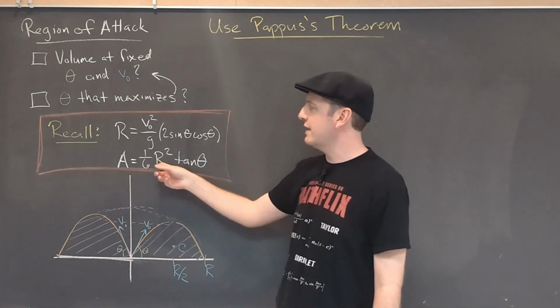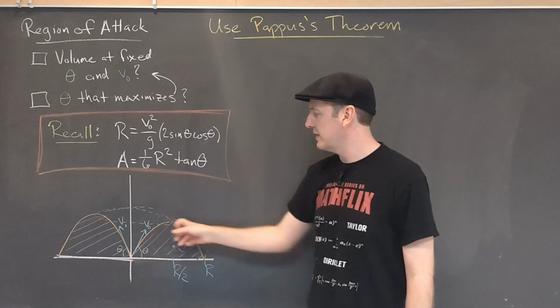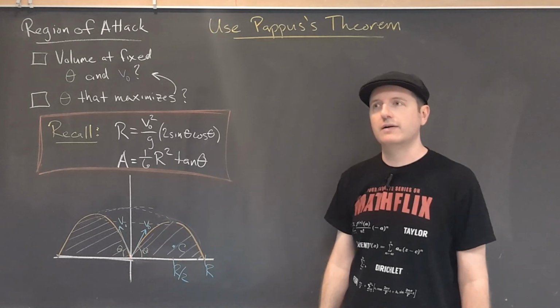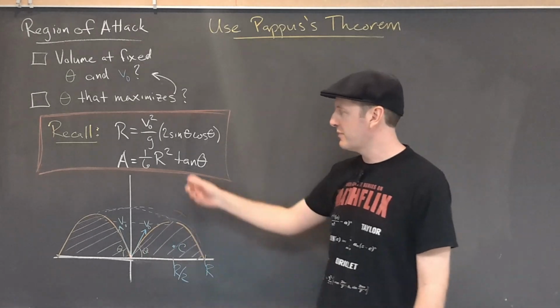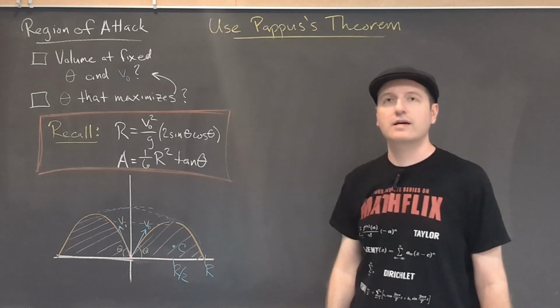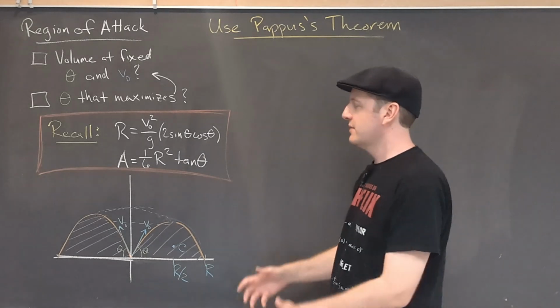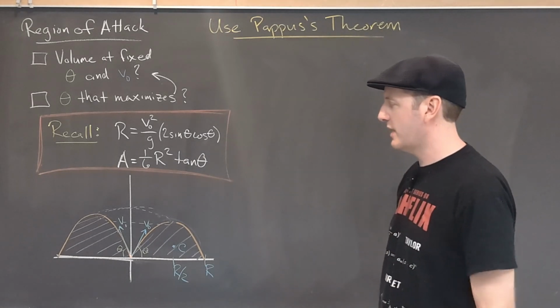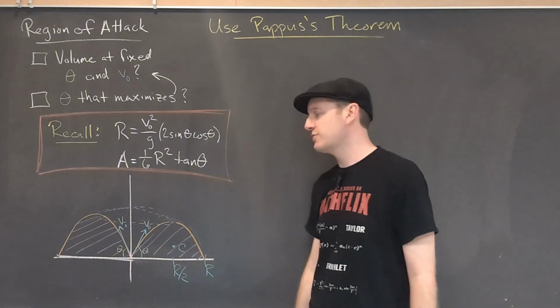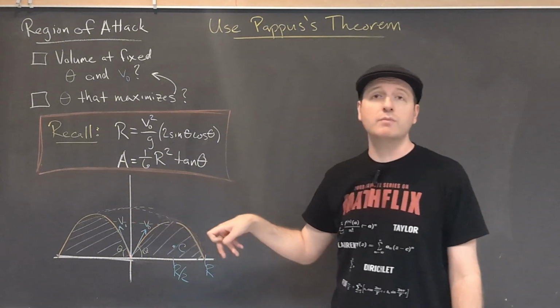And we've also derived the area beneath the curve of a projectile. There's a couple different ways of writing it. For compactness, I'll just write it as 1/6 the range squared times the tangent of the launch angle. Now, this very much looks like it should be a calculus problem, and indeed it can be. We certainly could think of this as basically a volume of revolution.